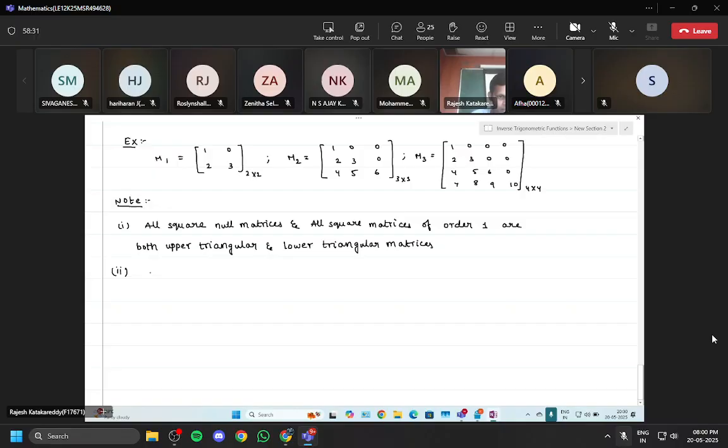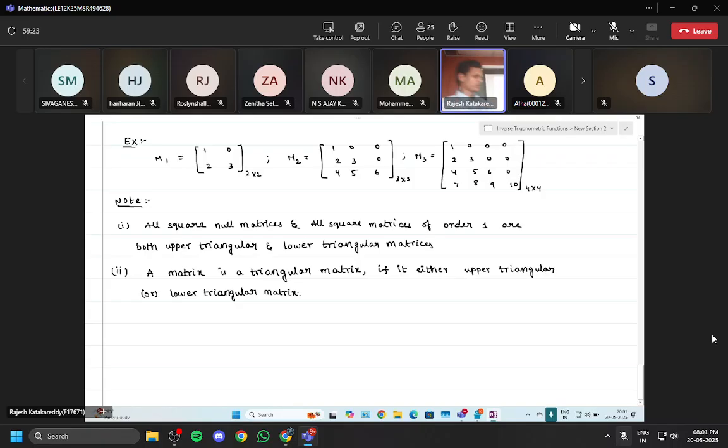Second one, sorry. A matrix is a triangular matrix if it is either upper triangular or lower triangular. Clear? So what is the next type, guys?